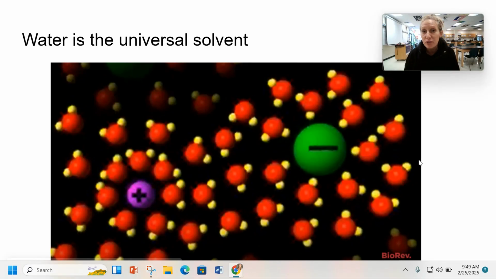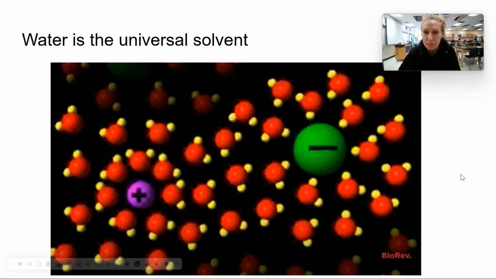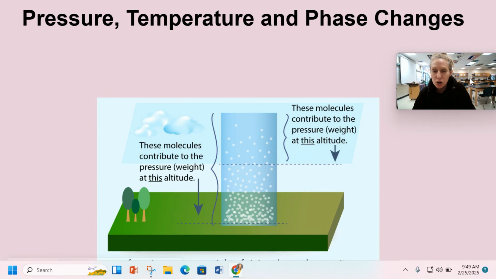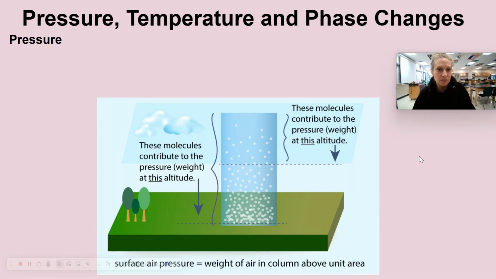So something like fat, oil, those are nonpolar. There's nothing for water to be attracted to dissolve it, and that's why oil and water don't mix. It's just chemistry. Okay. All right, so the temperature, pressure, phase changes.